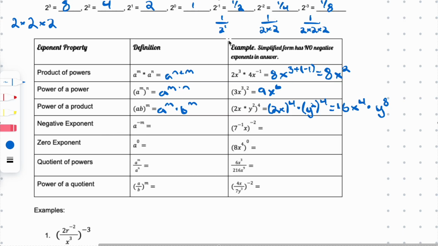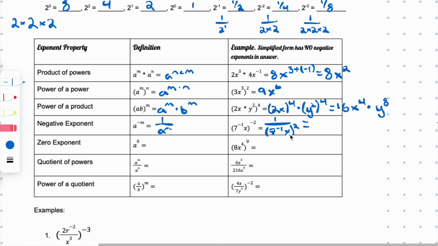We talked about this up here. This is just going to be equal to 1 over a to the m power. Hopefully you can see that m. Okay, so in this case, when we have 7 to the negative 1st power times x and all of that to the negative 2nd power, we'd write this as 1 over 7 to the negative 1st times x to the 2nd.